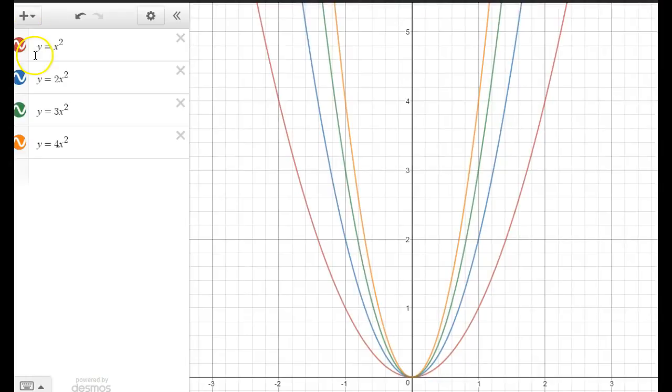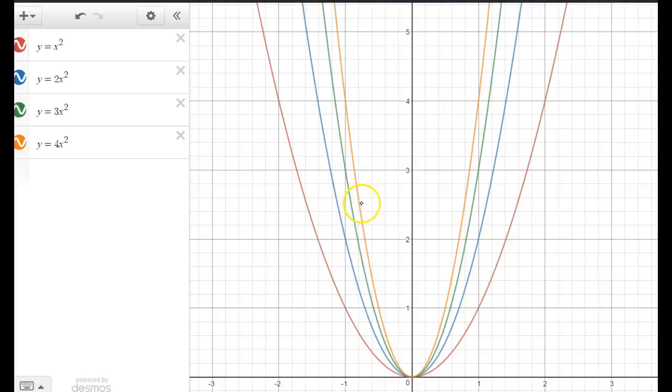So I look at these 4 equations and I say, okay, what is changing in these 4 equations? And the answer is my coefficient, that number out in front of x squared. And remember, y equals x squared is my parent function. That's going to be my point of reference, the red parabola. As I increase my coefficient, I go from 2 to 3 to 4, I look at where my parabolas are relative to my parent function. They're all inside of the original parabola.